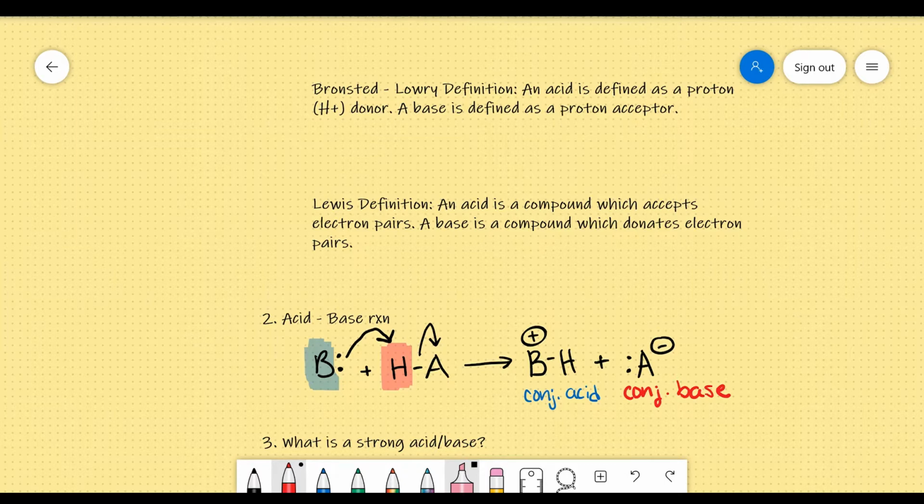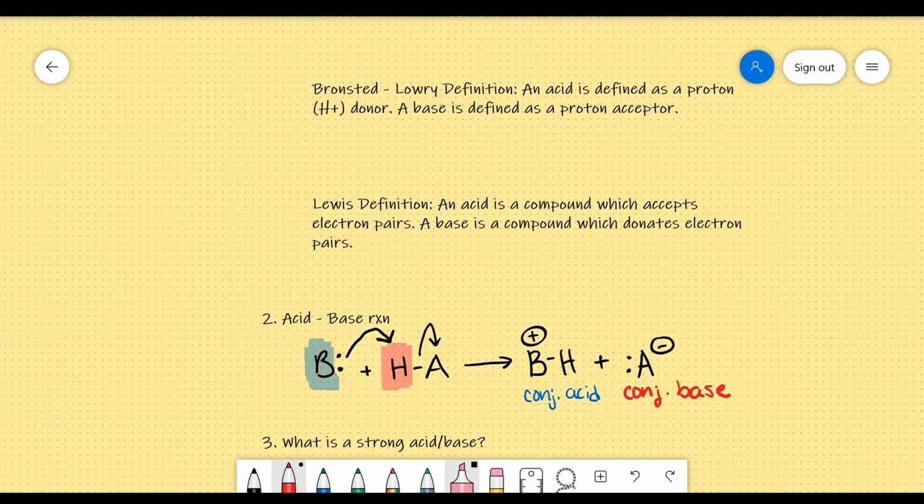Why? Well, let's think about it like this. When the base grabs the hydrogen, it is now in a position where it can lose the hydrogen. So the base turns into a type of acid. Therefore, we call it the conjugate acid of the base. Similarly, when the acid loses its hydrogen to the base, it becomes electron rich. Therefore, it is in the position now to grab a hydrogen and therefore becomes a conjugate base.